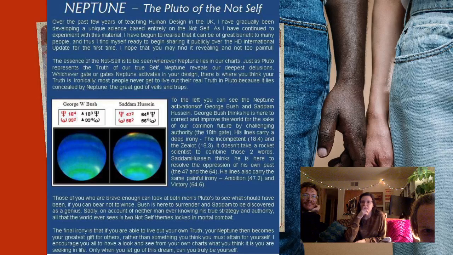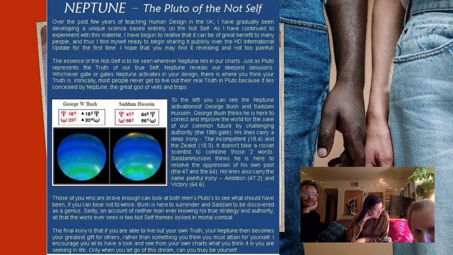But his Pluto is in 33. So he thinks he's here to correct and improve the world for the sake of our common future by challenging authority. His lines carry a deep irony. The incompetent, 18.4, and the zealot, 18.3. Doesn't take a rocket scientist to combine those two words.